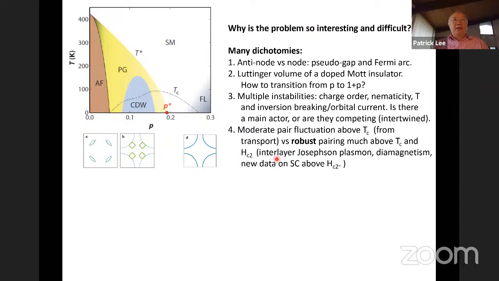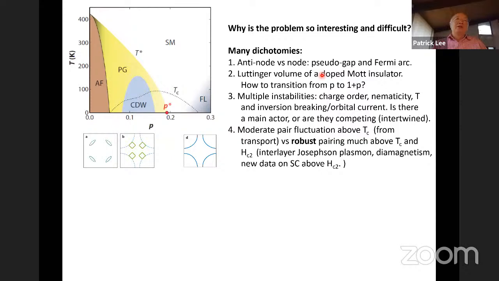And along the way, this pseudo-gap phase has a lot of instabilities. There's charge ordering, there's nematicity, there's possibly orbital currents with time reversal and inversion breaking. So the question is, is there a main actor behind this whole scene, or are these just competing states that are more or less equal? This is sometimes referred to as intertwined order. So there are many different dichotomies that face us.